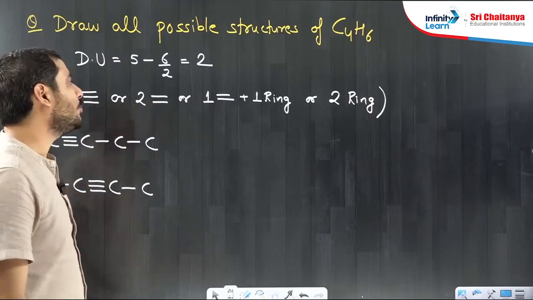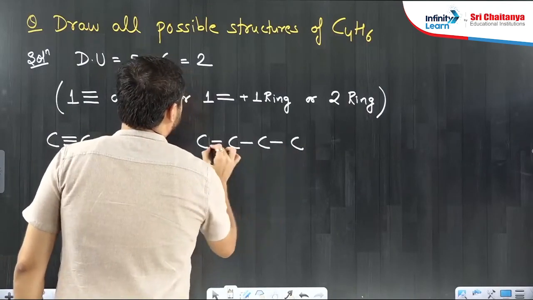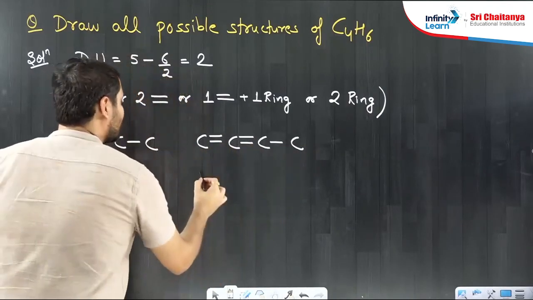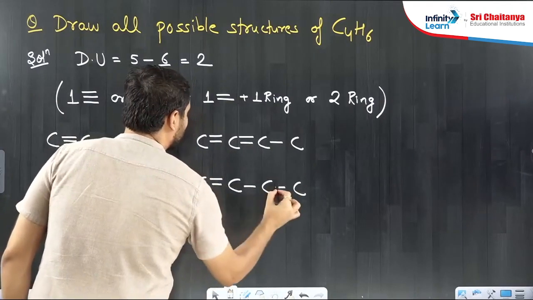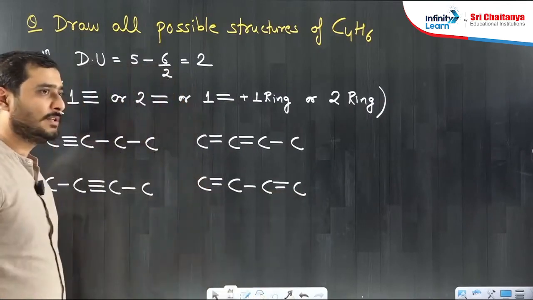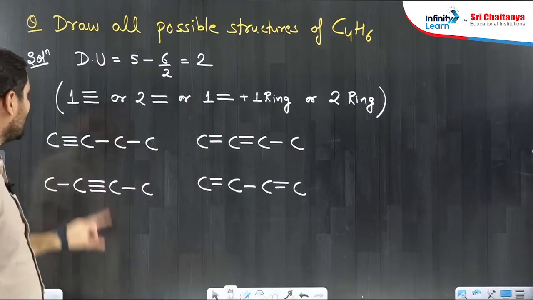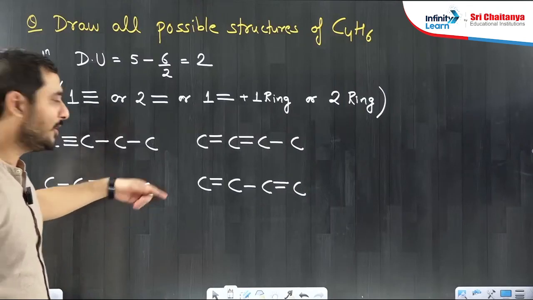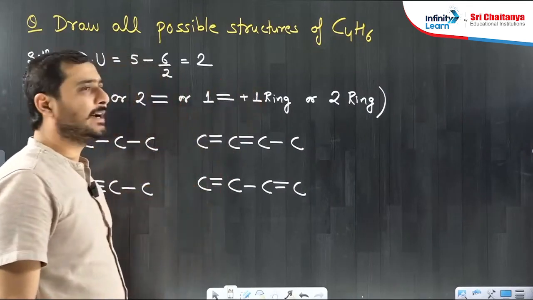Next we have to write for two double bonds. So 1, 2, 3, 4. Double bonds are present at the first position and second position. Next, double bonds are present at the first position and third position. So only these two are possible cases for two double bonds. So first is one triple bond, and next is two double bonds. Next we have to write for one ring and one double bond.